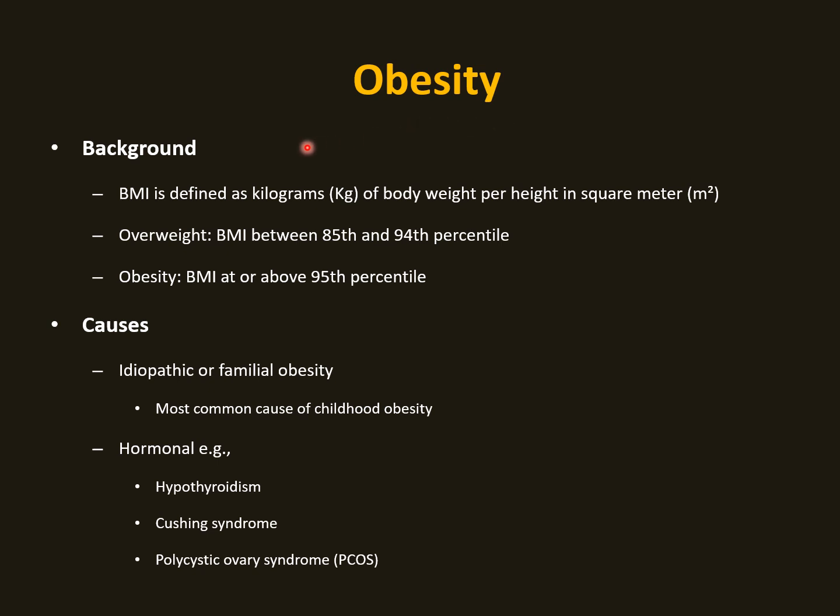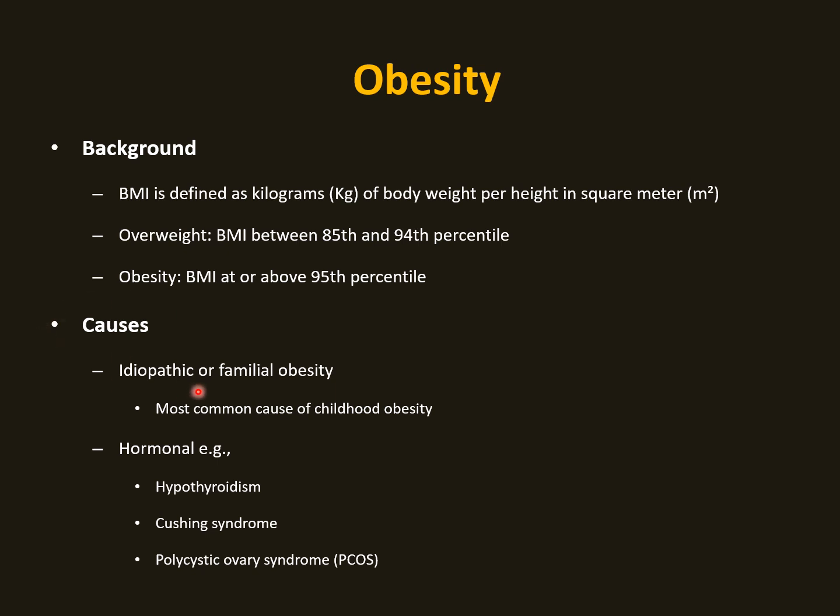Obesity is a major problem facing children nowadays, and BMI should be calculated at each well visit in children 2 years and older. BMI is defined as kilograms of body weight per height in square meters. Overweight means the BMI is between the 85th and 94th percentile. Obesity is at or above the 95th percentile.